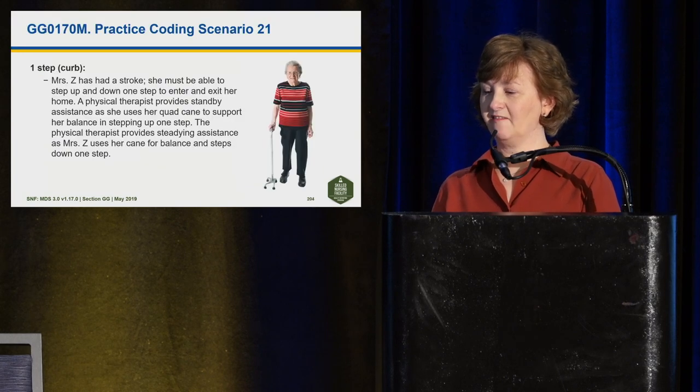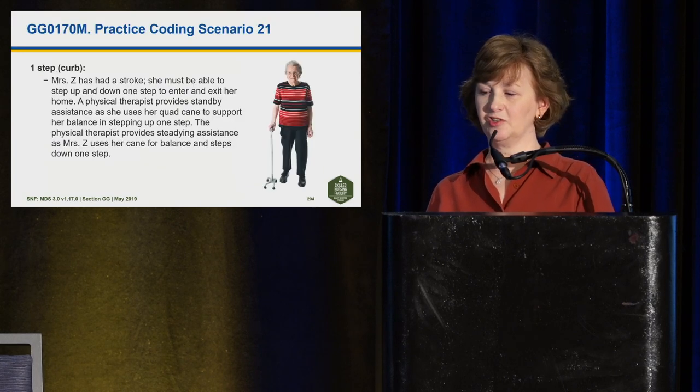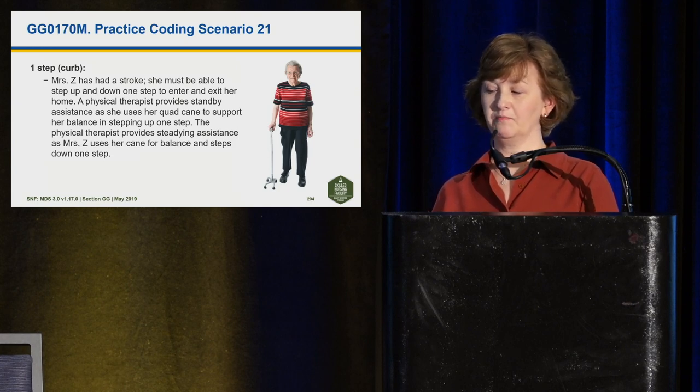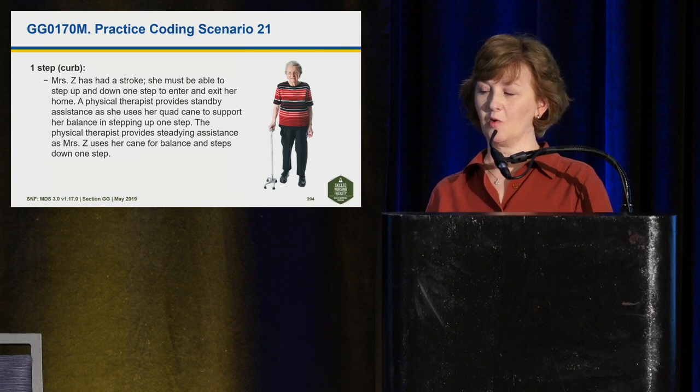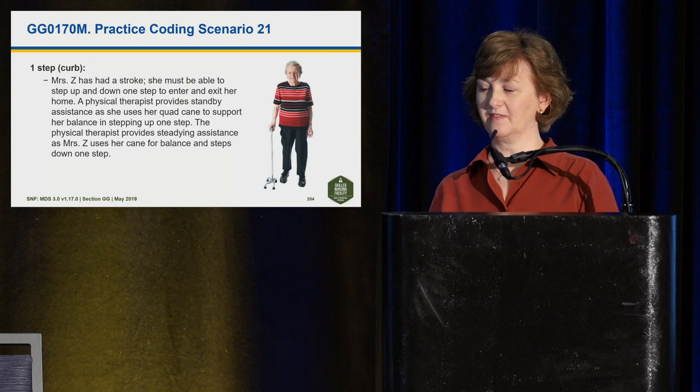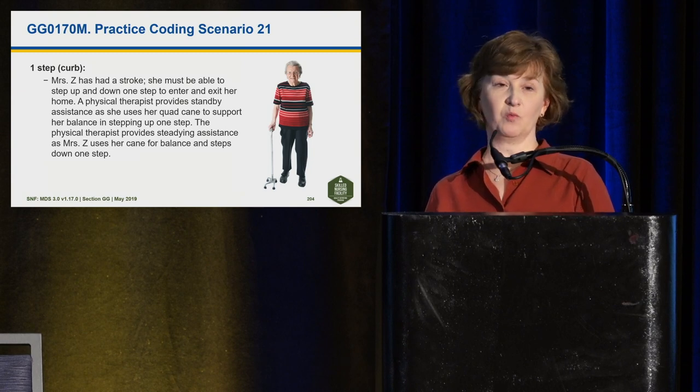So here we have Mrs. Z, and she experienced a stroke, and she must be able to step up and down one step to enter and exit her home. The physical therapist provides standby assistance as she uses her quad cane to support her balance as she is stepping up one step. The physical therapist provides steadying assistance as Mrs. Z uses her cane for balance and steps down one step.